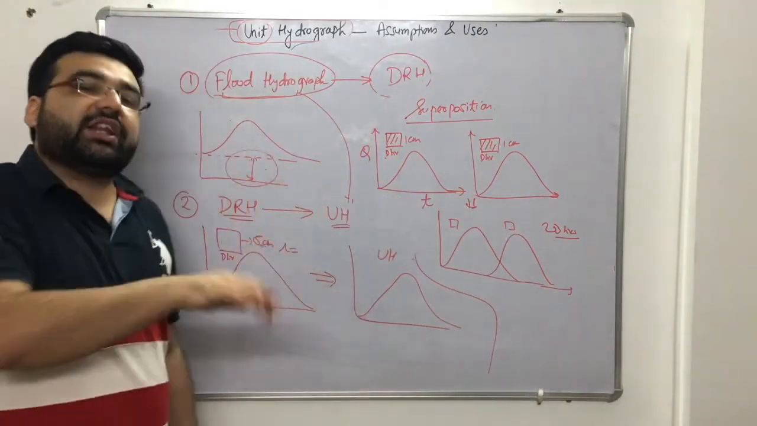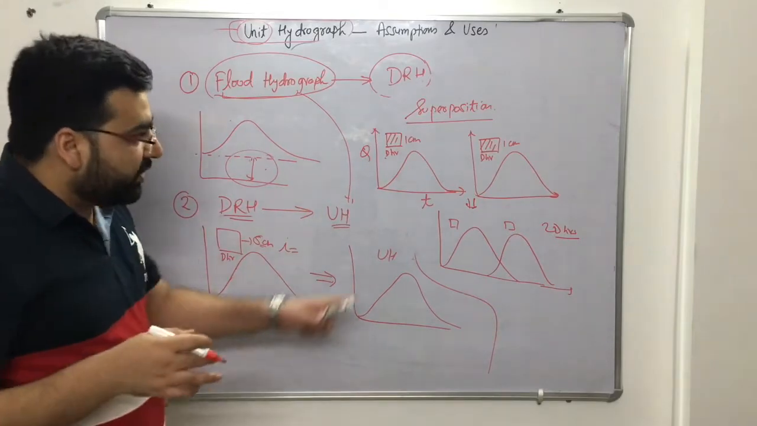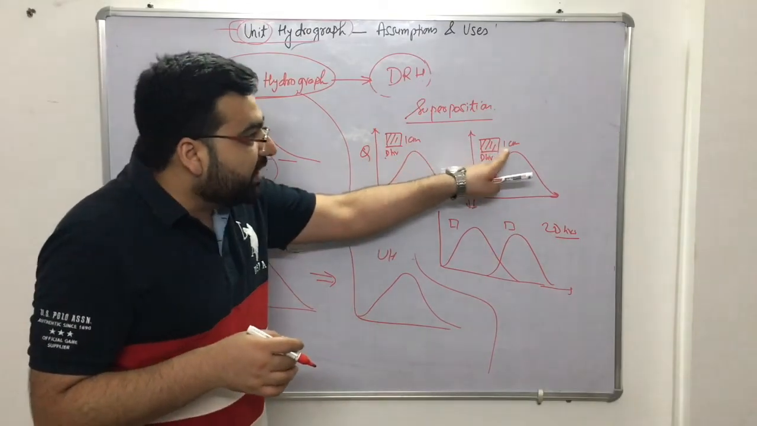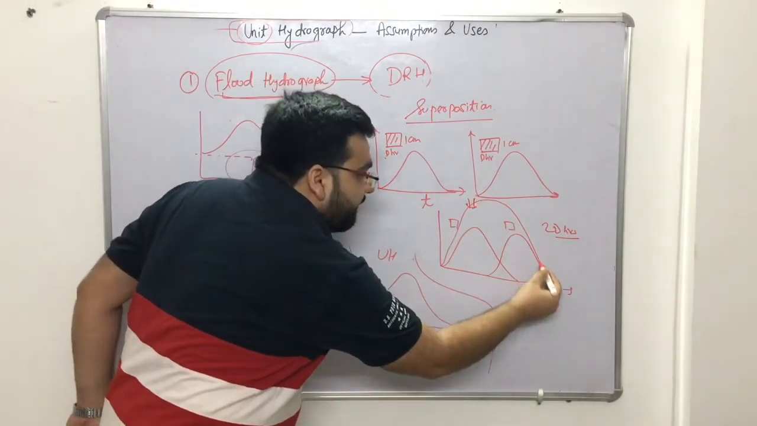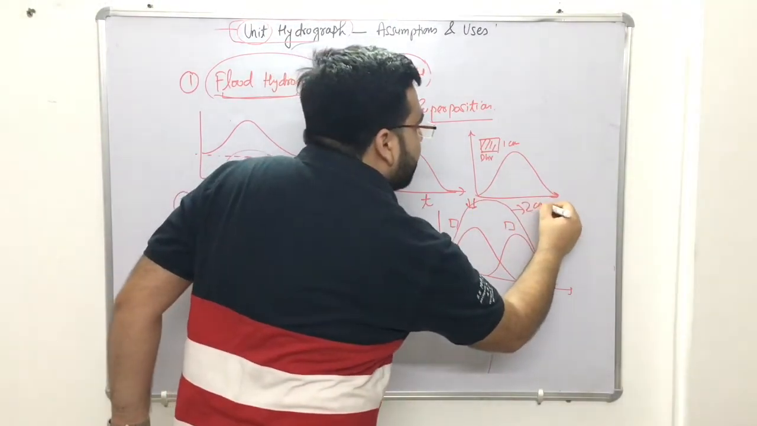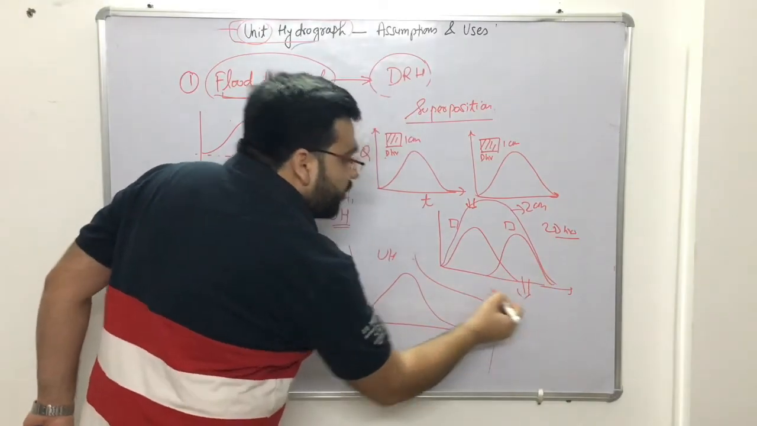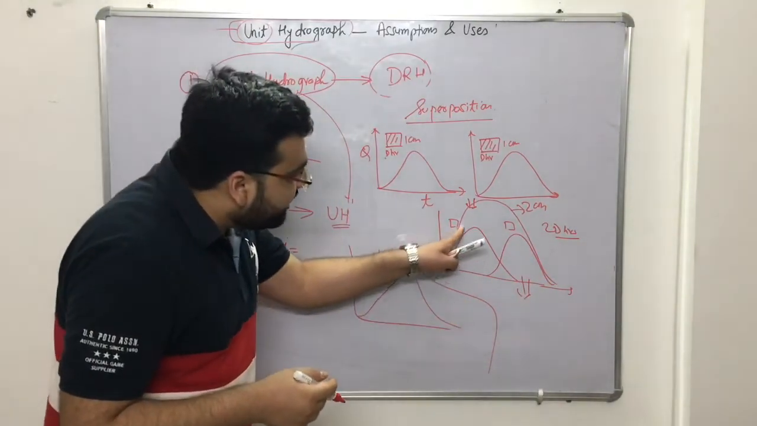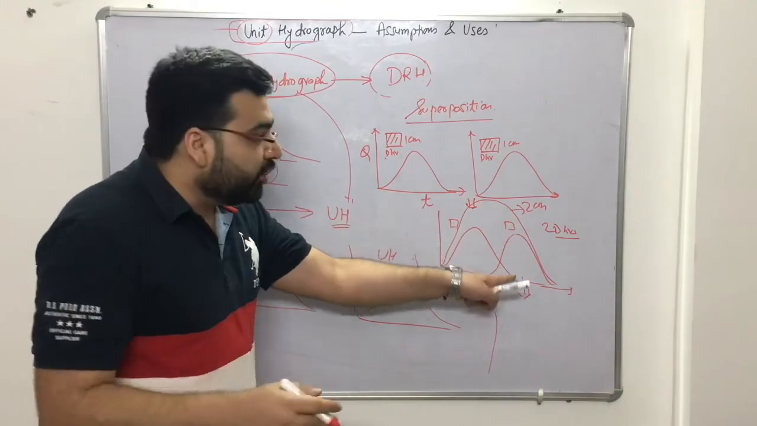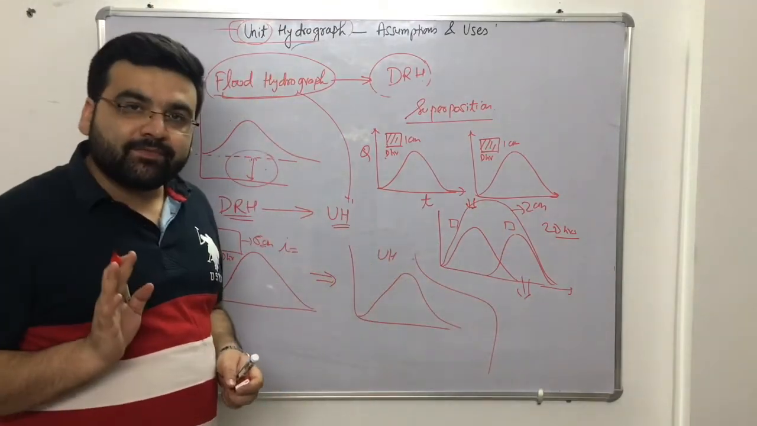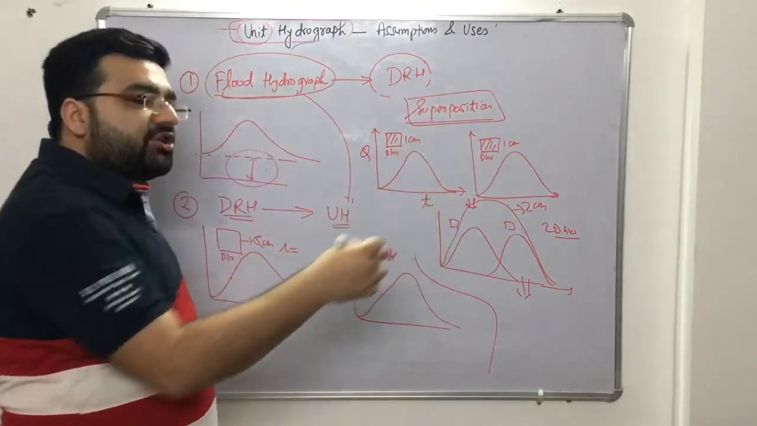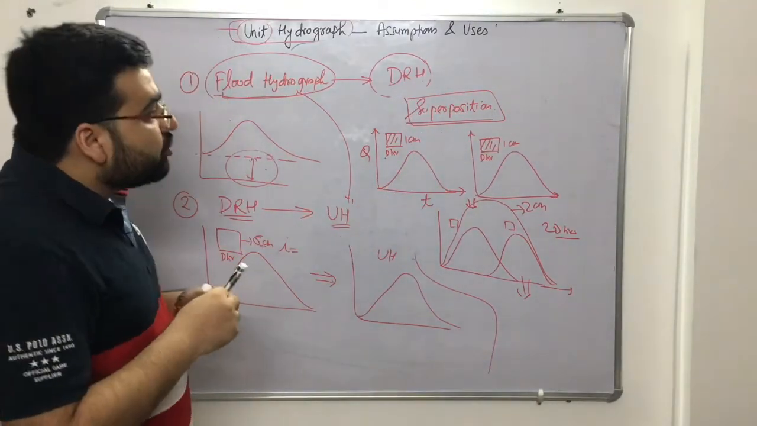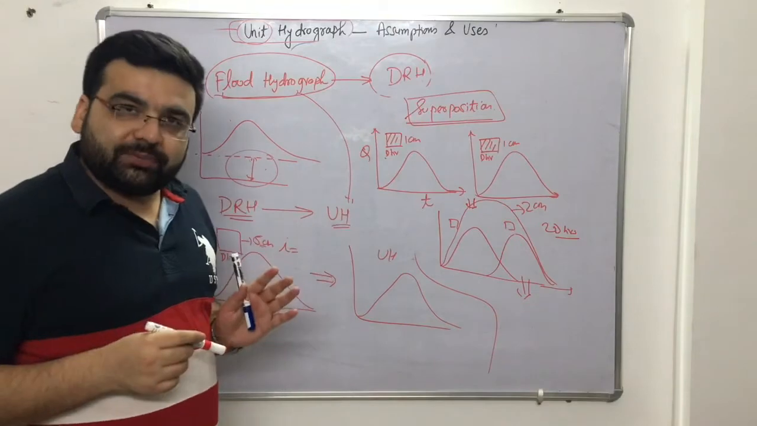Now come to the fourth assumption, that is linear response. If this is 1 centimeter, and this is 1 centimeter, then the resultant graph will be of 2 centimeter. If you want to calculate the unit hydrograph, what you have to do? You have to divide the ordinates by 2 to get the unit hydrograph. Simple. These types of questions are also coming, superposition. We'll be studying that in the next topic in detail, and we'll also be solving some numericals on superposition.